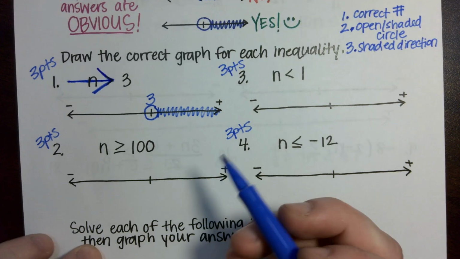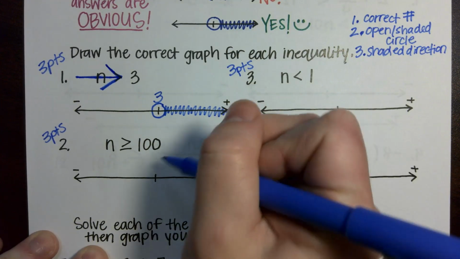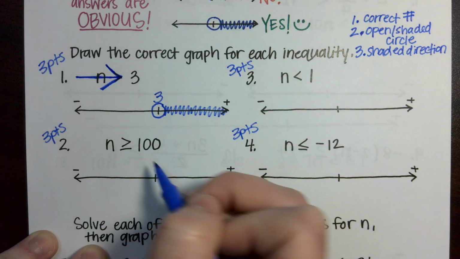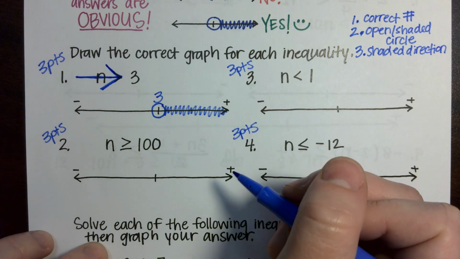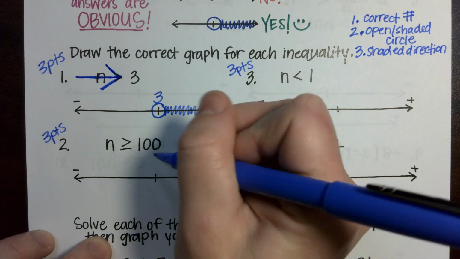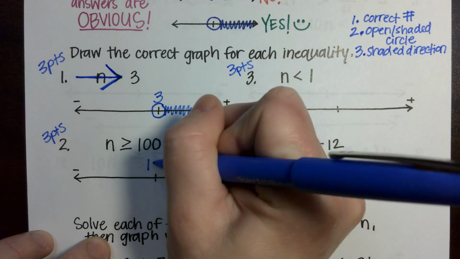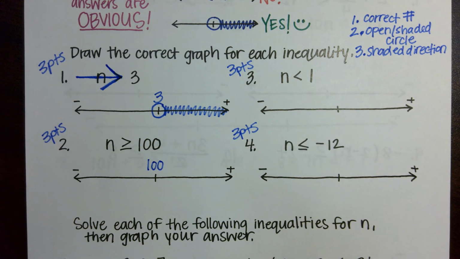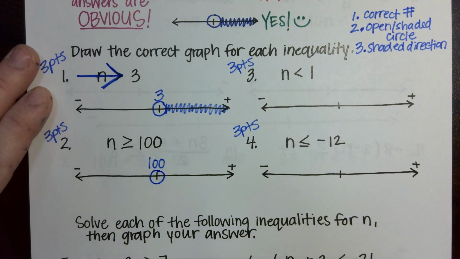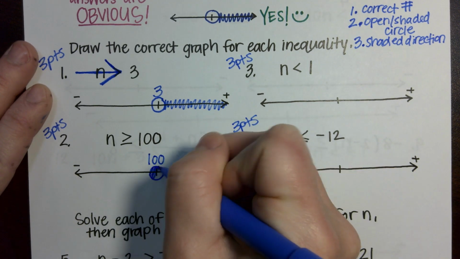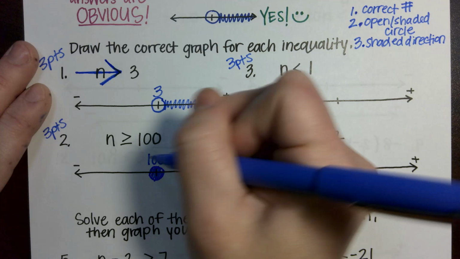Okay, number 2. What's my number? Perfect. N is greater than or equal to 100. How am I going to graph that? Perfect. 100 on the tick. Circle. Shaded or open? Shaded. Good. And to the right again.